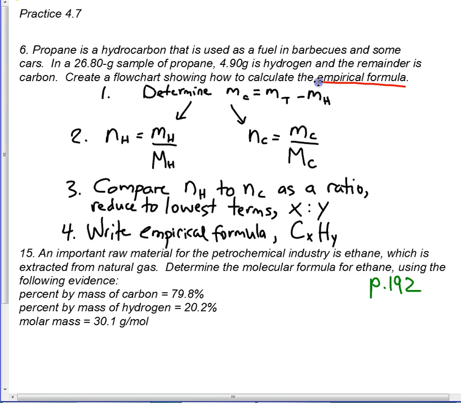I guess my order here is actually a little different. If we were comparing moles of hydrogen to moles of carbon, and that's whatever x to y, then our chemical formula would be CY HX. So the question really is, what are those numbers?